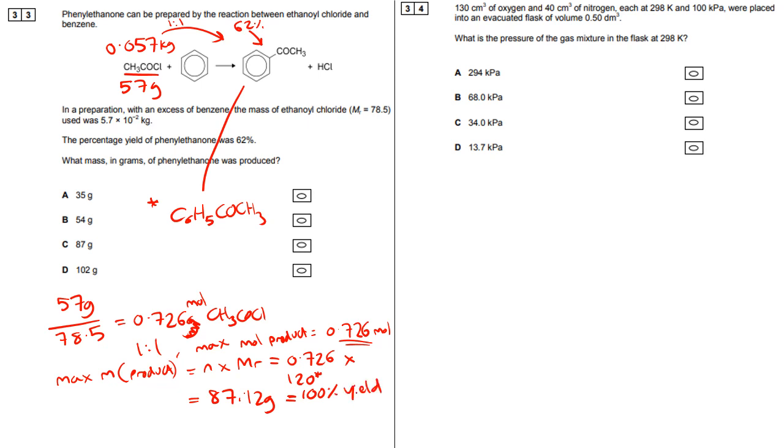The actual yield is 62%. So you need to work out 62% of our maximum yield, 62% of 87.12, or 87.12 times by 0.62 to give us 54.0 grams there. Hopefully that's one of the answers, and it is. It's answer B.